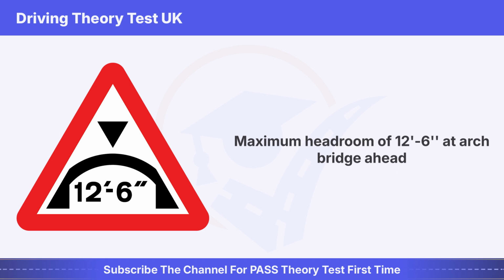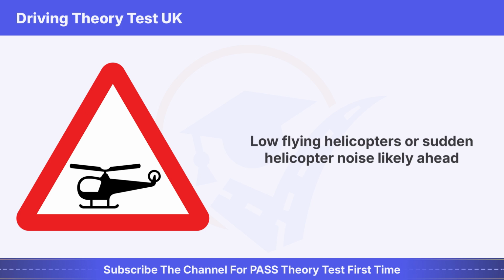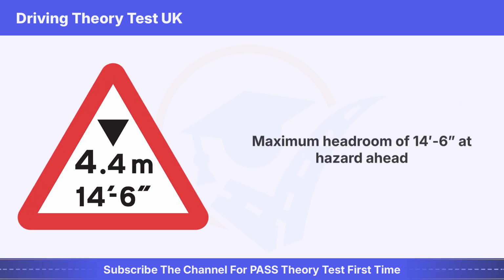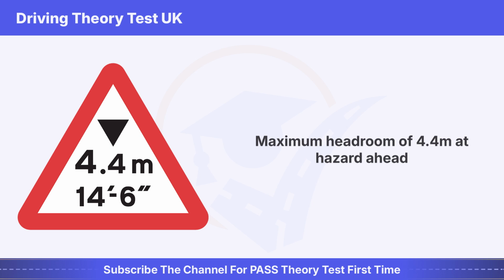Maximum headroom of 12 feet 6 inches at arch bridge ahead. Low-flying aircraft or sudden aircraft noise likely ahead. Low-flying helicopters or sudden helicopter noise likely ahead. Drivers should engage low gear for steep hill. Maximum headroom of 14 feet 6 inches at hazard ahead. Maximum headroom of 3.8 meters at arch bridge ahead. Maximum headroom of 4.4 meters at hazard ahead.